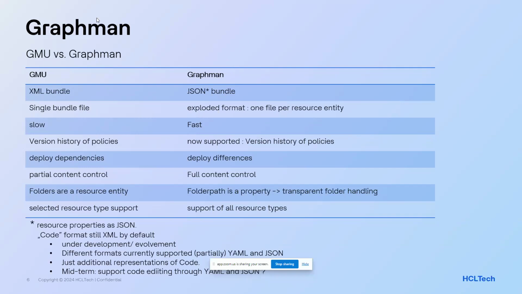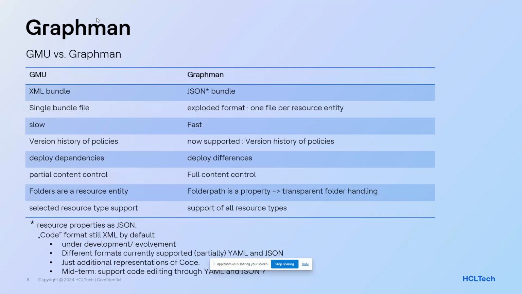First of all, my main parts are GMU is working with XML bundles, while Graphman is working with JSON bundles. With GMU, you're mostly working with a single XML bundle file. At least this was the way I was working. Graphman provides this exploded format I just mentioned a second ago, one file per resource entity, which provides a great visibility and transparency of what the bundle consists of.